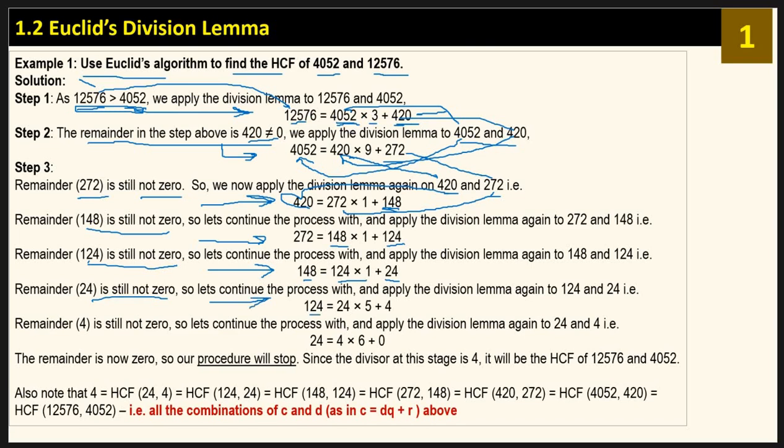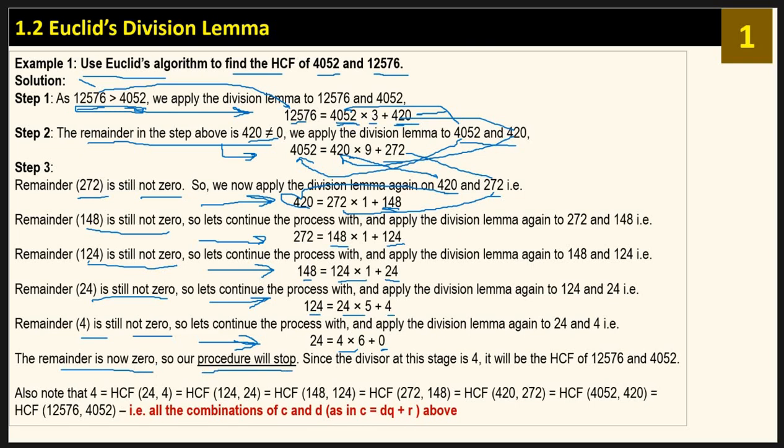So we get 124 is equal to 24 times 5 plus 4, so the remainder is 4, which is still not 0, so let's apply the lemma once again. So we get 24 is equal to 4 times 6 plus 0. So now you see this time the remainder is 0, and therefore our procedure will stop.